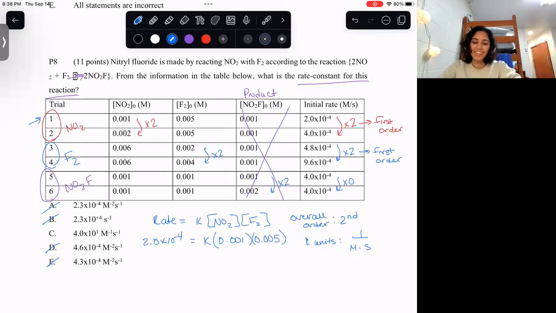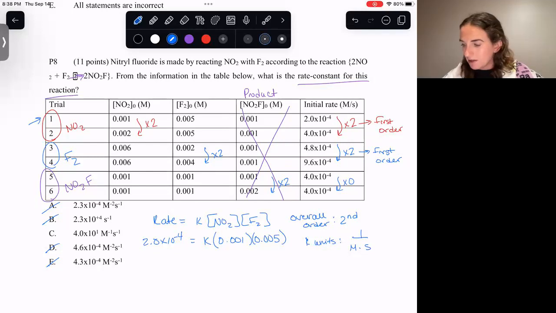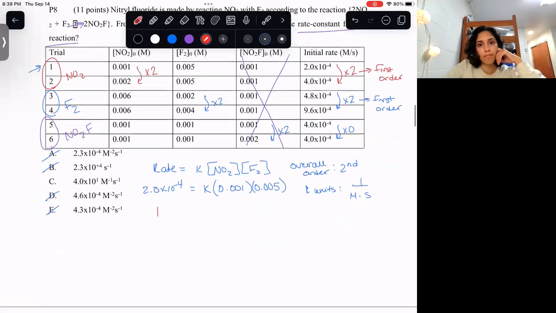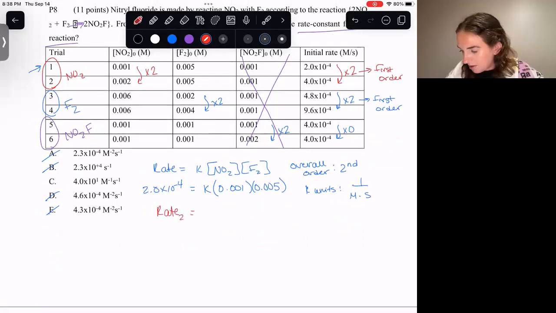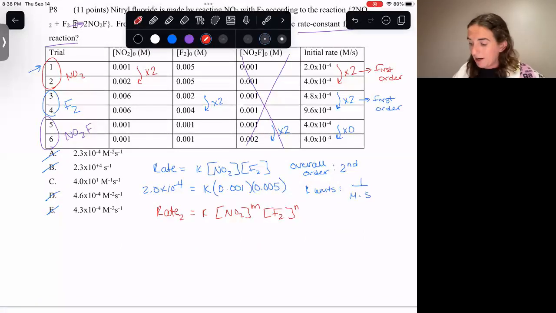Thank you. Of course, if you wanted to solve this like how we solve the one from the homework, you can do, right, your rate 2 is equal to K, NO2 to the M, and then F2 to the N. You could do the same thing that we did for trials 2 and 1, where you put them over each other. So it would be 0.00, oops, sorry.